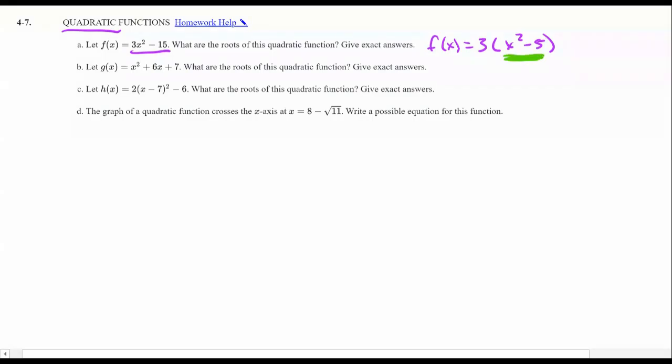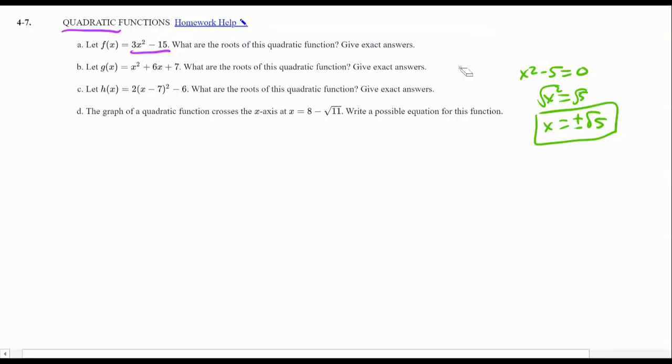In this case, I have to figure out what makes x squared minus 5 equal to 0, which is going to give me, taking the square root of both sides, plus or minus root 5. So my exact roots are positive root 5 and negative root 5 for the first one.